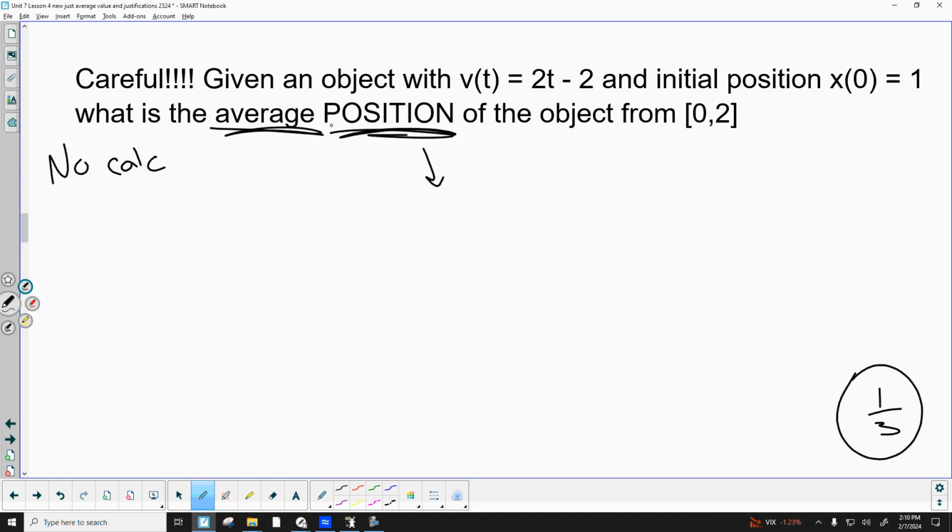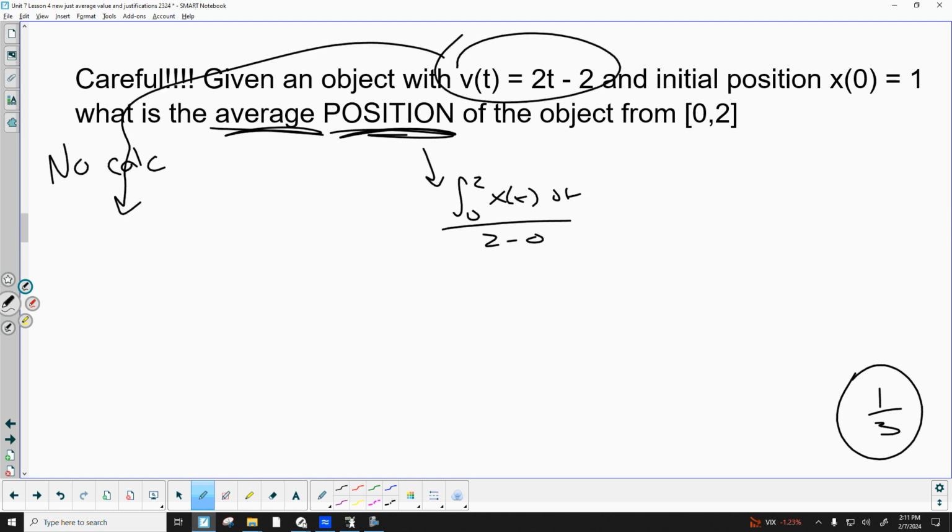I want to find the average position. An average position would be accumulating my position over my interval, dividing it by the interval. Kind of like our idea about averages in general. Well, that means I need a position function. I'm going to go ahead and take the antiderivative of v to get x. I get t squared minus 2t plus c.